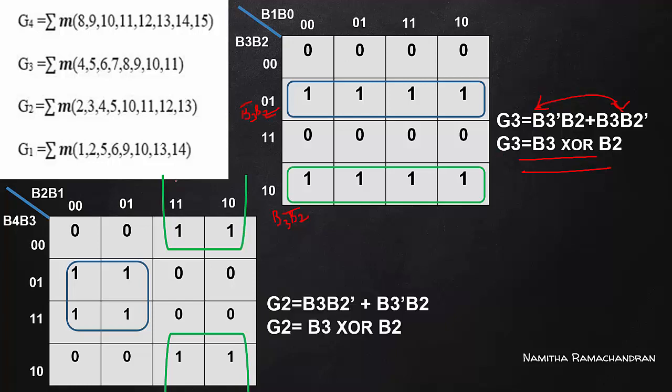Next for G2, is the simplified form. While simplifying this group, we have B3 common here with value 1 and column wise B2 common with value 0. So B2 complement and B3. And for this green group, column wise B2 common with value 1 and row wise B3 common with value 0. So B3 complement and B2, which is again the XOR operation between B3 and B2. So G2 is B3 XOR B2.